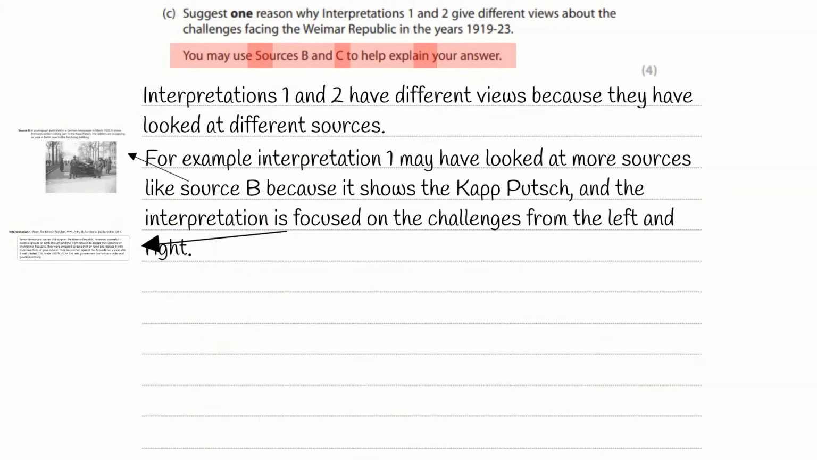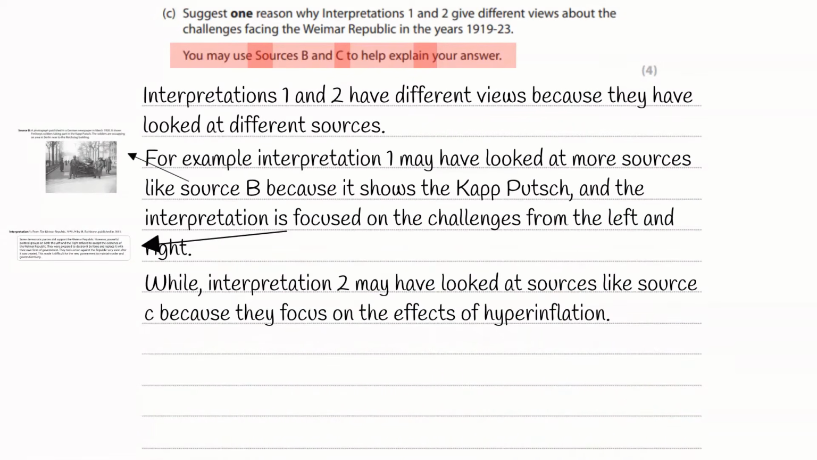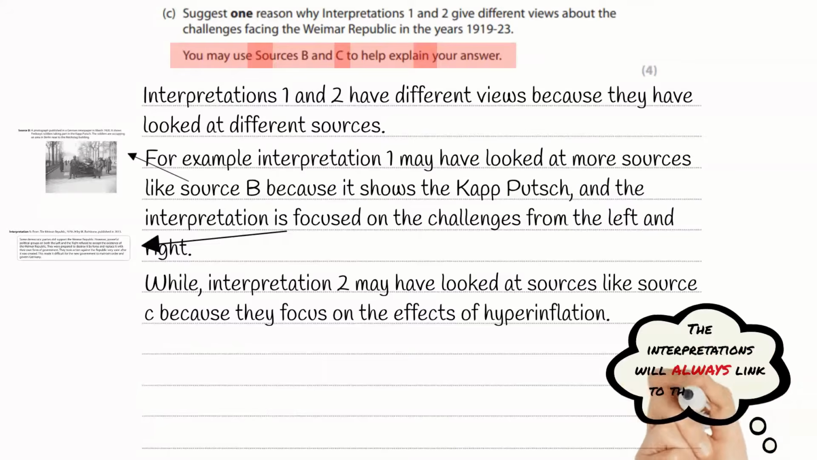I now need to do the same for interpretation 2. So I've written, while interpretation 2 may have looked at sources like source C because they focus on the effects of hyperinflation. And that's it for question 3c. The interpretations will always link to the sources.